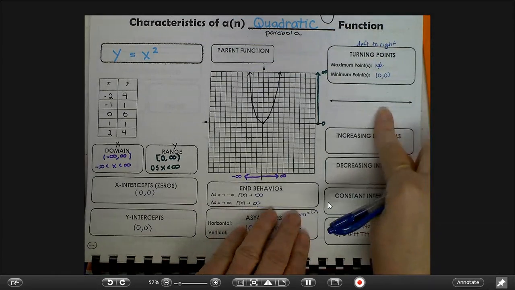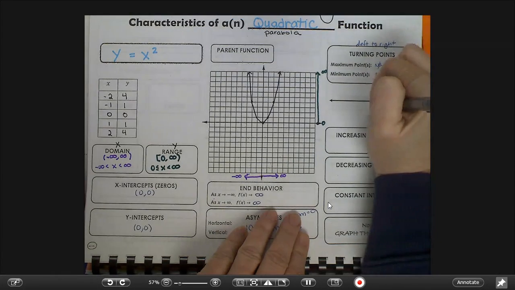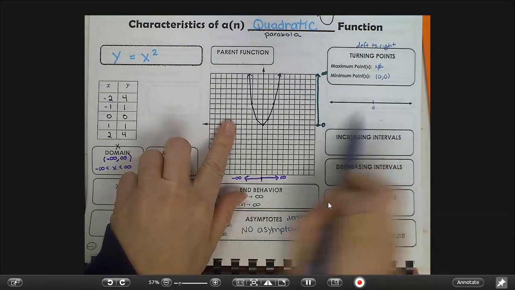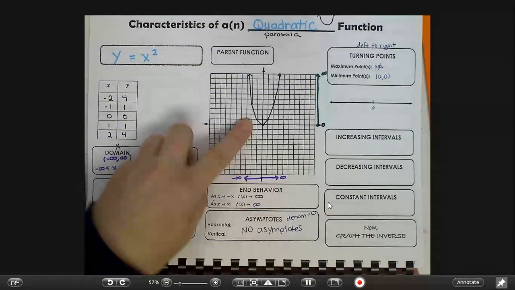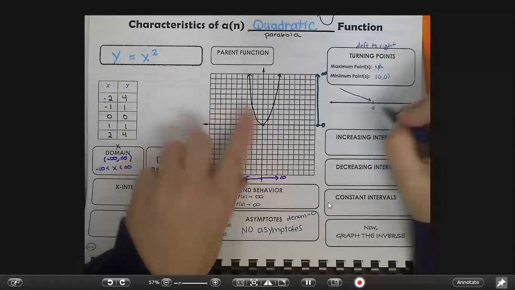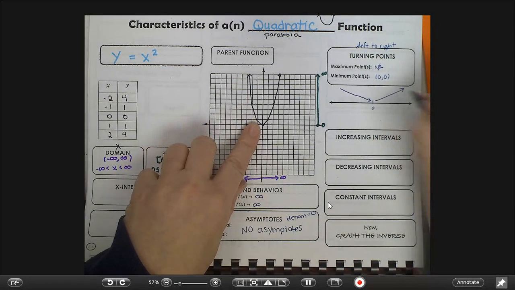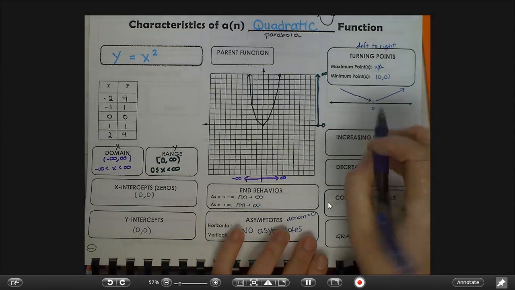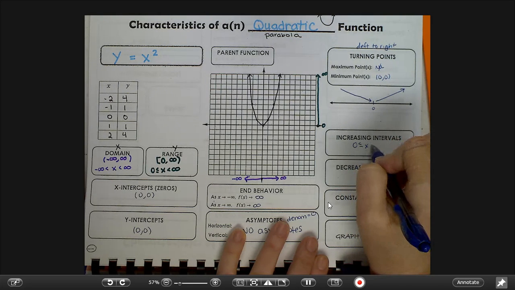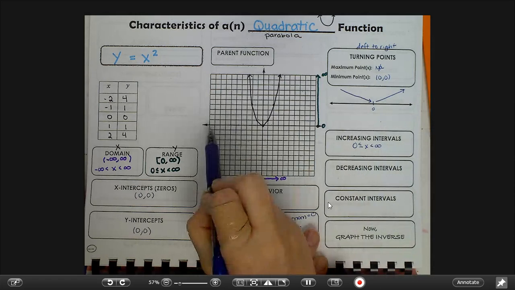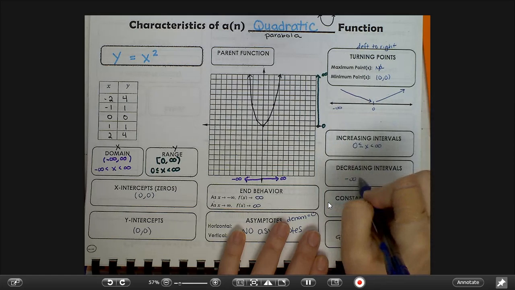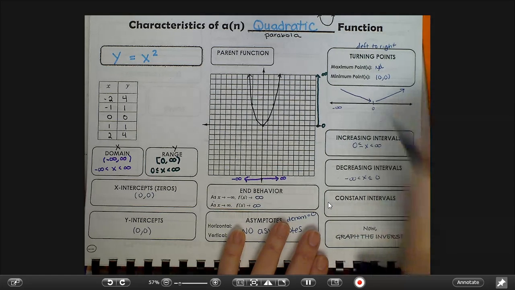Now, as far as increasing and decreasing, that's what this little graph is for. So this is the x-axis, all right? And we're just going to look and draw a little picture of what's happening. So as we see this graph, it's first coming in and going downhill, and then it's going back up as x gets bigger. So the increasing interval, it's getting bigger from 0 to infinity. And it's getting smaller from negative infinity to 0. That's where it changes.